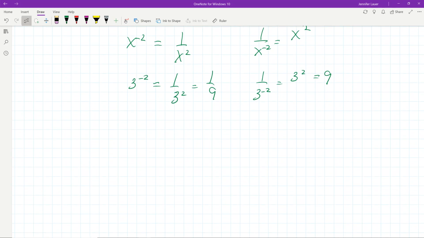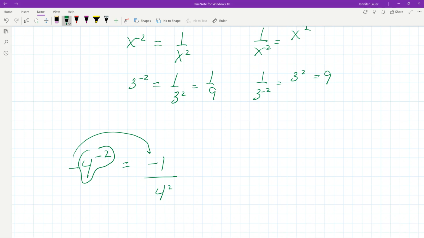Let's do a couple problems and see if we can deal with this. Okay, so first of all, we see that's a negative exponent. You have to get rid of the negative exponent. But remember that this is only pertaining to the 4. So what happens is this negative stays on top in the form of a negative 1, and the 4 comes to the bottom, the 2 becomes positive, and we have negative 1 over 16.